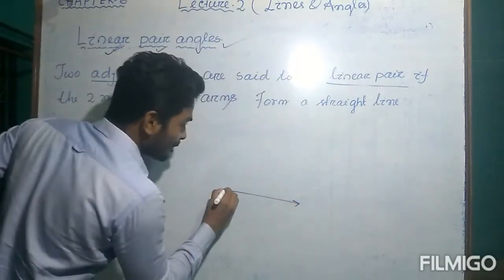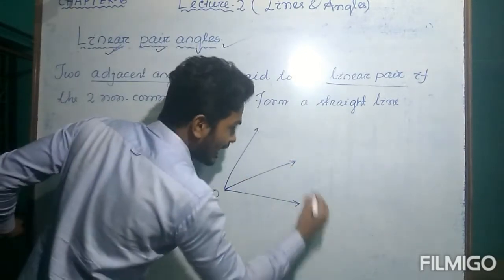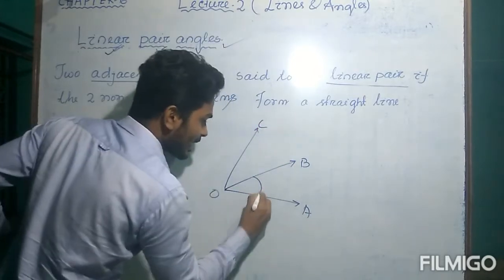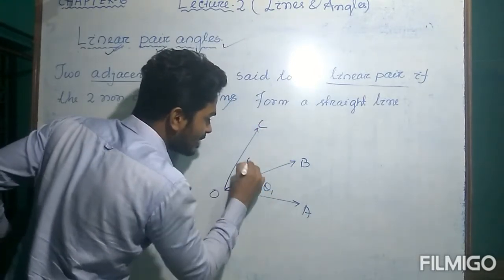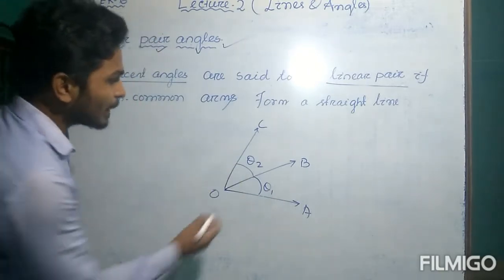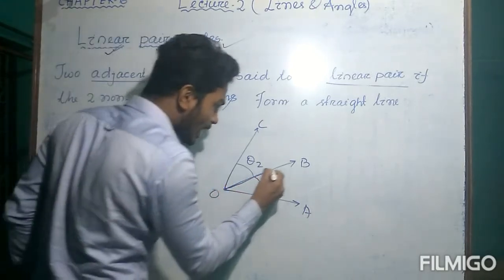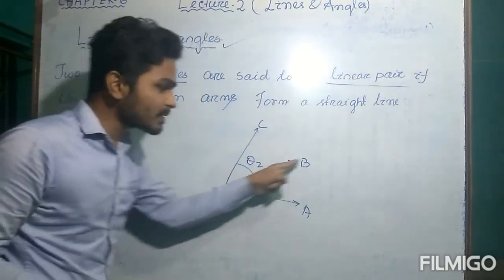So as we know, if there are two angles, O, A, B, C. This is the angle theta 1 and this is another angle theta. Now these two angles are adjacent. Why? Because these two angles have a common vertex as well as a common arm. This is the common arm. OB is the common arm.